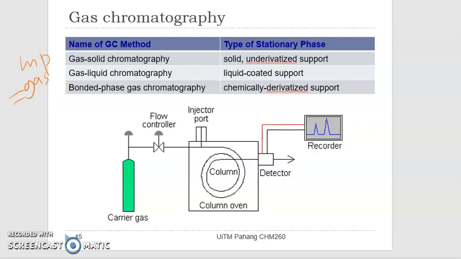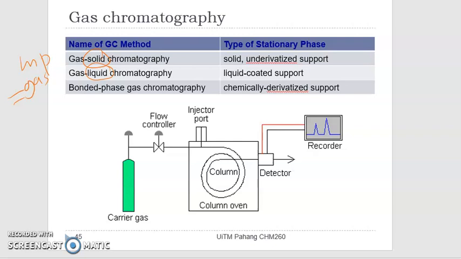Okay, and then your stationary phase depends on the name here, the method here. If gas solid chromatography, your stationary phase is solid, underivatized support. Okay, but if your stationary phase is liquid, gas liquid chromatography, you have a liquid coated support as the stationary phase. For bonded phase chromatography, your stationary phase is chemically derivatized support. Okay, so the difference is on the stationary phase.